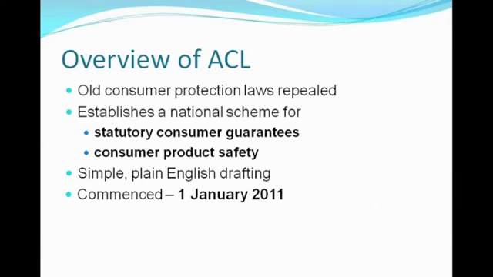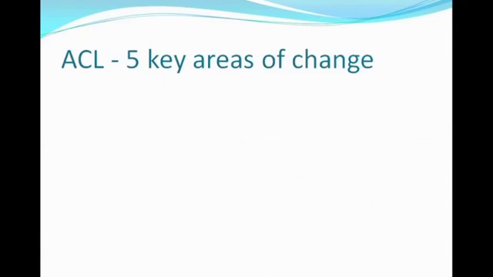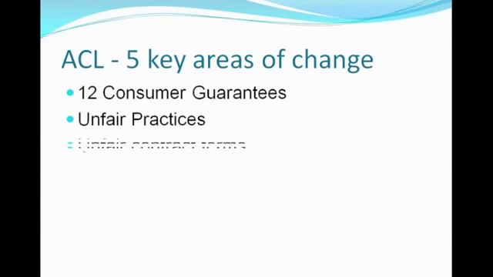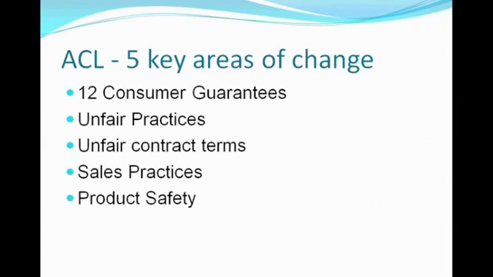Okay, so let's talk a bit about what does it mean? What's the overview? Well, there's 5 key areas of change under the Australian consumer law. We've got the 12 consumer guarantees. We'll be talking about them today. There's also sections dealing with unfair practices, unfair contract terms, sales practices, and product safety. We haven't got time to talk about all those, but I would like to concentrate on the first point, the 12 consumer guarantees, and just touch briefly on the unfair practices, because the unfair practices does have a link to the consumer guarantees, particularly in the area of potential fines. And we'll be talking about this. This legislation does have some teeth to it. We recently saw AGL being fined by the Australian Competition and Consumer Commission under the Act for $1.1 million. Big money, big bickies.